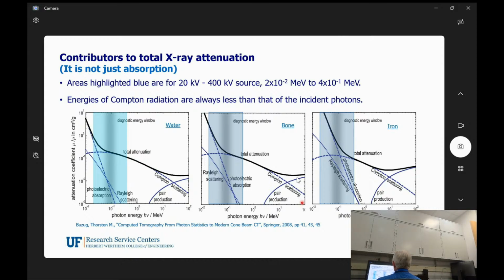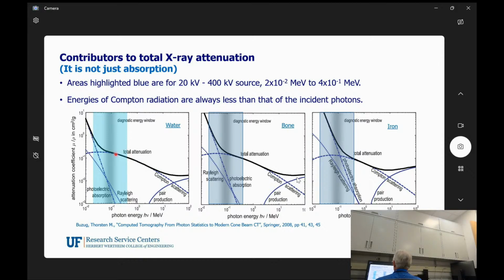All right, I've said attenuation many, many times during this presentation. The contributors to this X-ray attenuation in the range that we're looking at, which is up to 200, 300 kV, is primarily photoelectric absorption. We have some contribution from Rayleigh scattering, and we have Compton scattering, and X-ray fluorescence, or those characteristic X-rays that are being produced by the material.